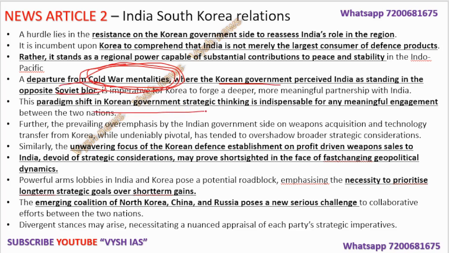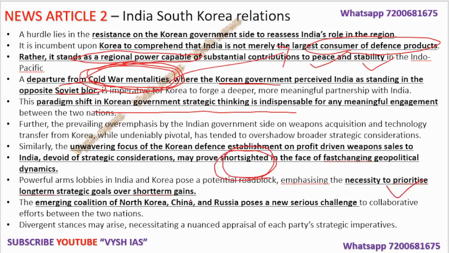That thinking should shift, and Korea should see India not just as a consumer for their defense products. You should see that India is a very big regional power. Everybody respects India now, and everybody wants India in all the meetings. You should know that without India, you cannot bring peace and stability in the Indo-Pacific. So come out of that mentality and don't see India as just a customer, because that is short-sightedness, and it won't work. You need to prioritize long-term strategic goals over short-term gains.